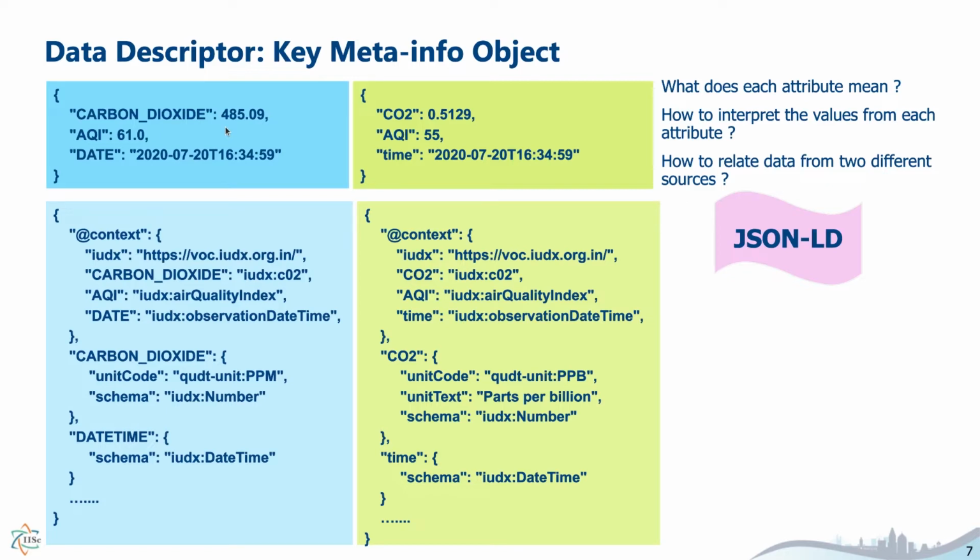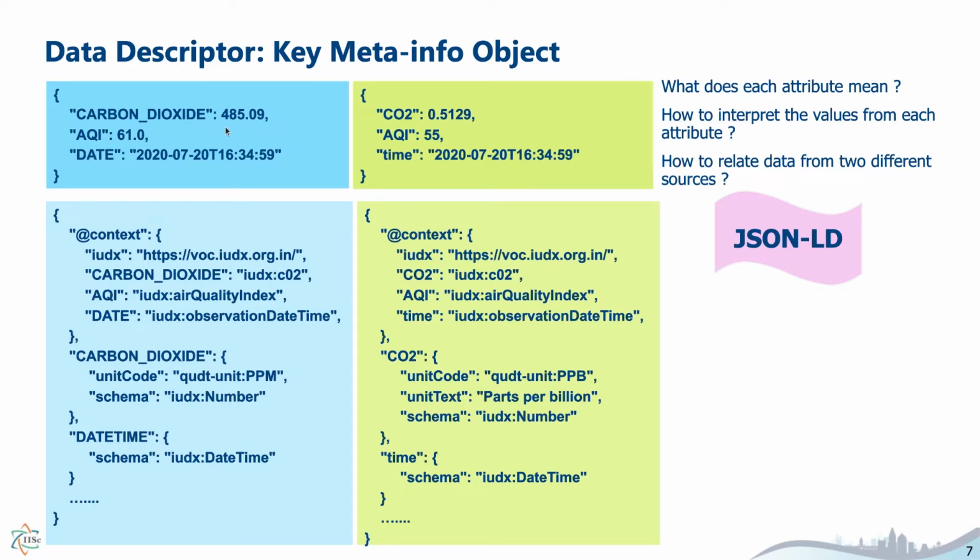Further, it also provides additional information about the carbon dioxide attribute itself. For example, it shows that its units are in ppm and that it is a numeric quantity. For the second data source, again using linked data, we discover that its semantics are the same as the carbon dioxide attribute of the first data resource, and further its units are in ppb. Similarly, the date and time attributes in the two data sources are the same.